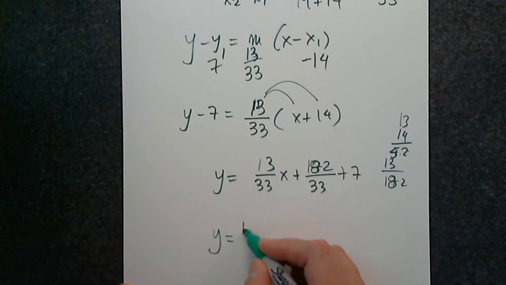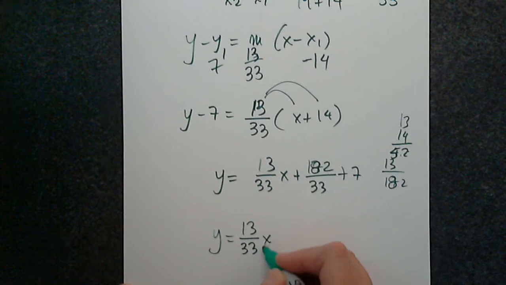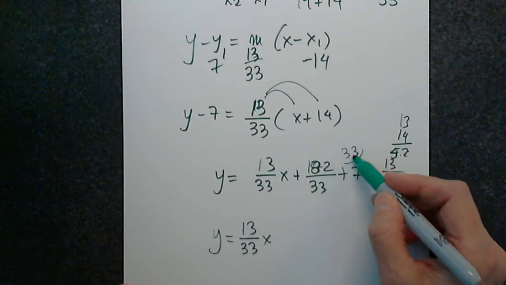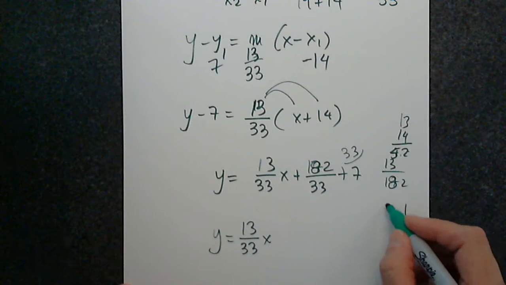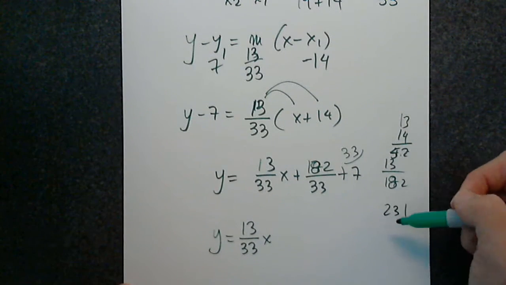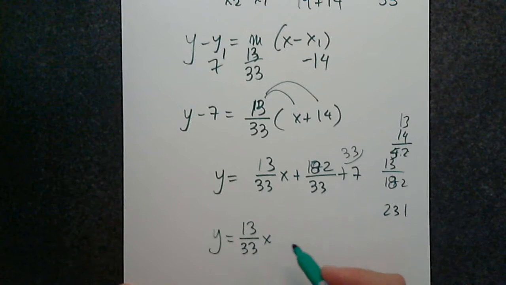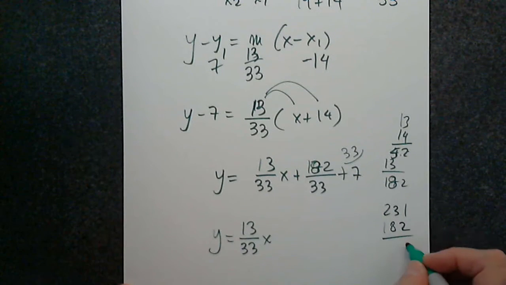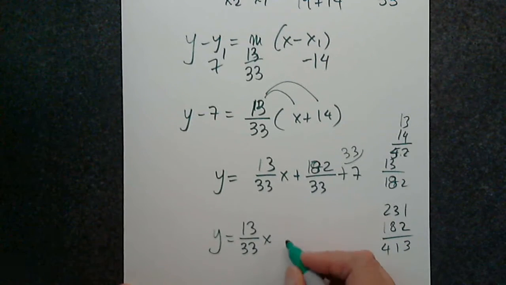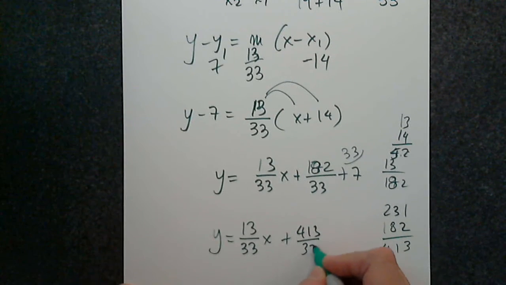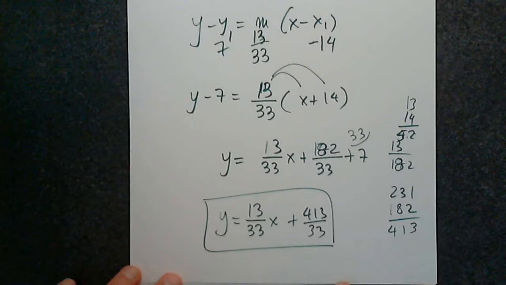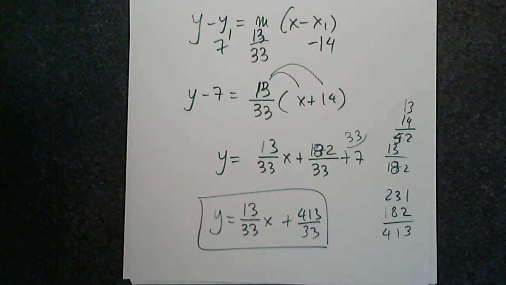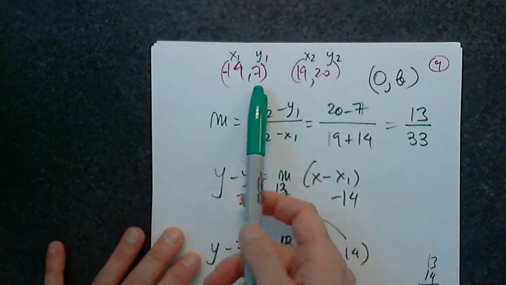Okay, so then 13 divided by 33x, and this needs to be multiplied by 33. So that's 231. Yes, 231 plus 182, I get 413. So this is the equation of the line passing through the points that you gave us.